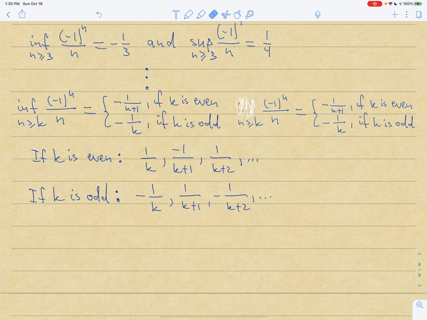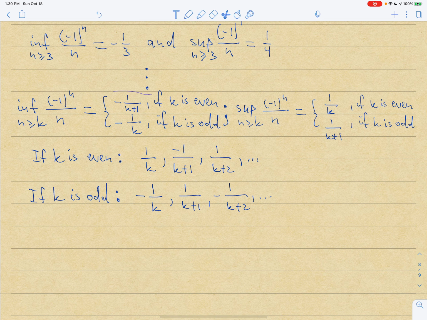So let's see what we get in this case. So taking a supremum when k is even, the first element is positive and it's the largest in size. So 1 over k if k is even. And then if k is odd, the first positive element is 1 over k plus 1, and that element is going to be the largest. All right.